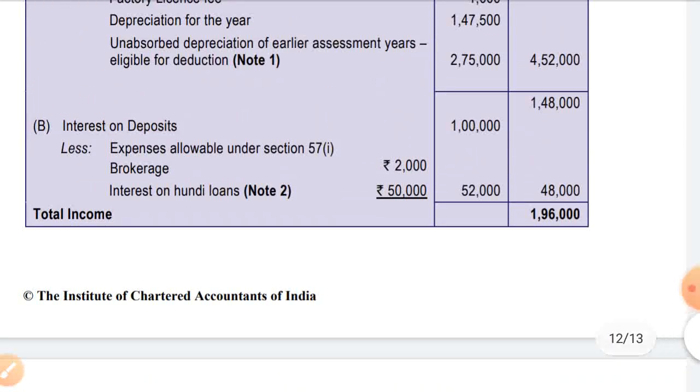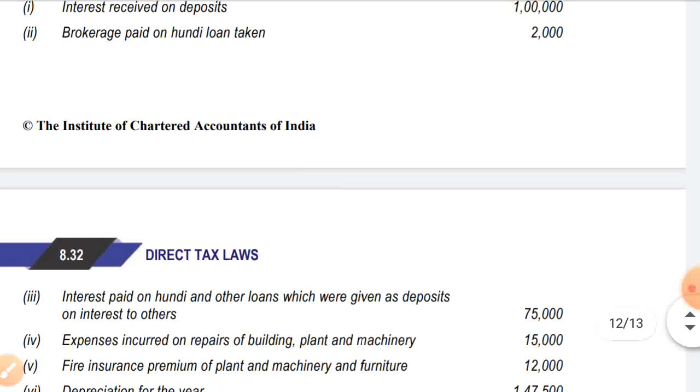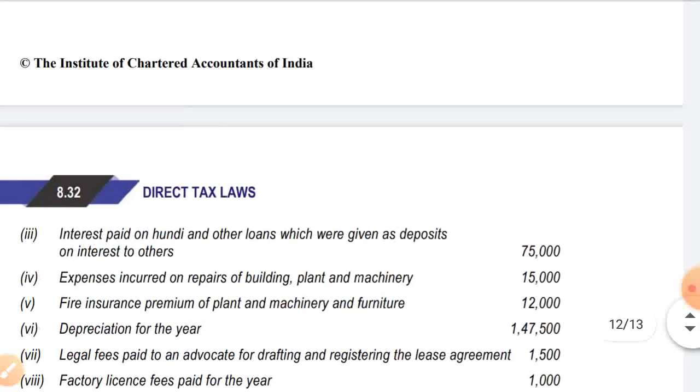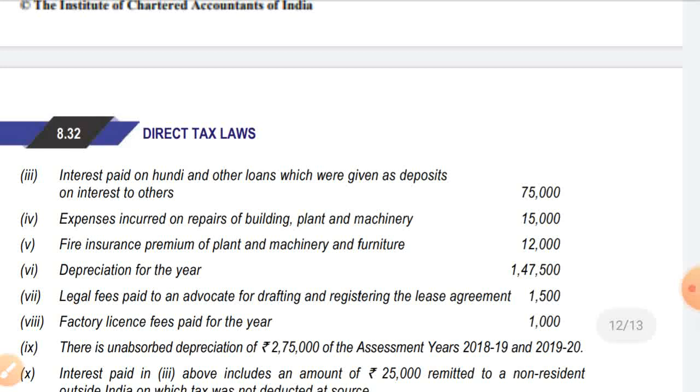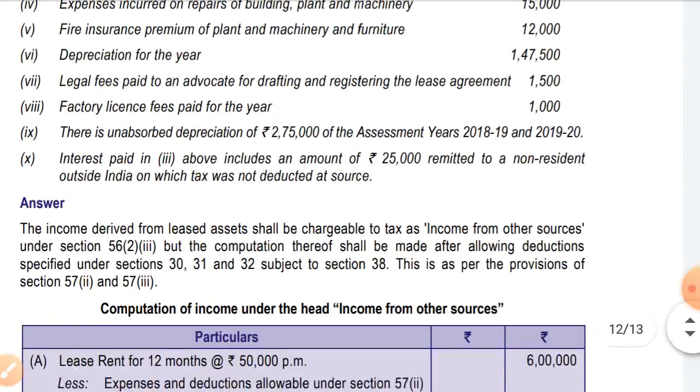So now, interest on deposit, that was rupees 1 lakh, that was given in point number 1 lakh interest on deposit. For earning this interest, what expenses have we incurred? Brokerage paid on hundi loan taken, that is 2000, and interest paid on hundi and other loan which were given on its deposit on interest to others, that is 75,000. But in this 75,000, 25,000 will be deducted because 25,000 won't be allowed, so the amount will come to 50,000.